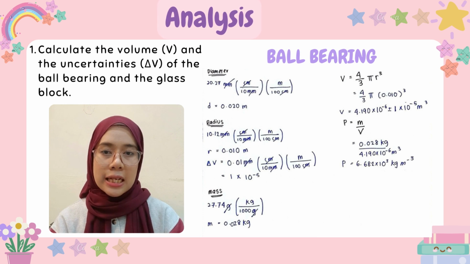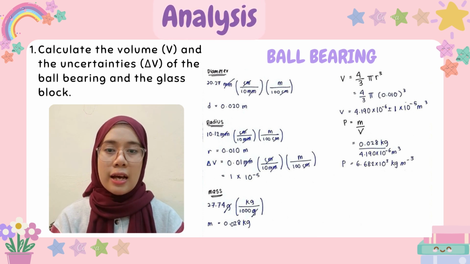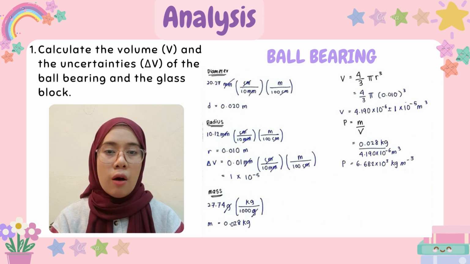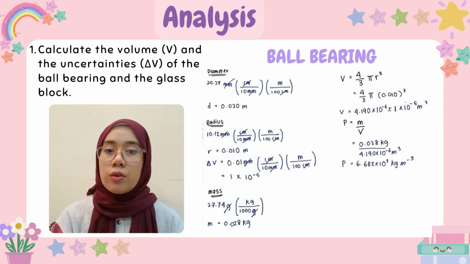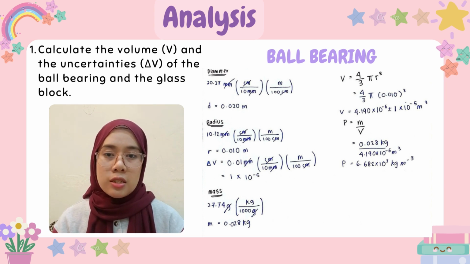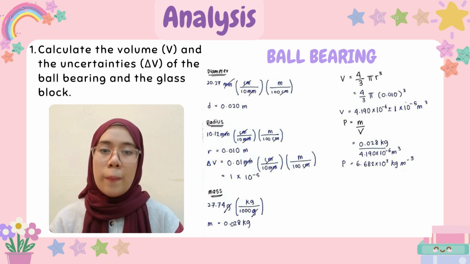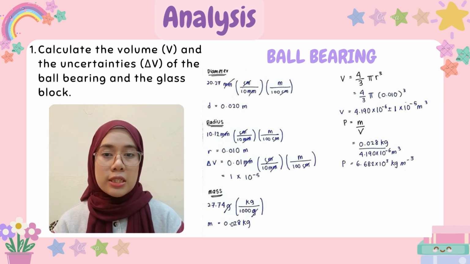Analysis of ball bearing. Firstly, to calculate the volume of ball bearing, we use the formula that has been given on datasheet. The formula is volume equal to 4 divided by 3 pi radius power of 3. Before that, we need to find radius. To find radius, we can get from the data which is 10.12 mm, and we need to change the SI unit from millimeter to meter. The result shown, radius is 0.010 meter.